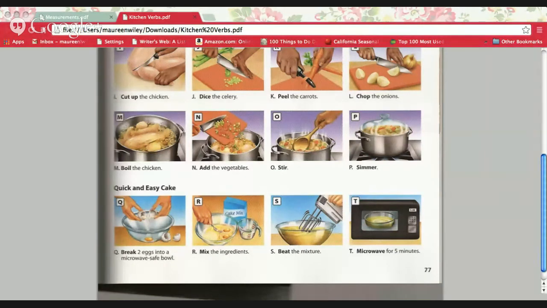Okay. The word is microwave. Microwave. Okay. So a microwave-safe bowl, thank you, Alejandra. A microwave-safe bowl is one that can go in the microwave, which you see at letter T. So break 2 eggs into a microwave-safe bowl. When you open an egg, we say that's breaking an egg, to break an egg.